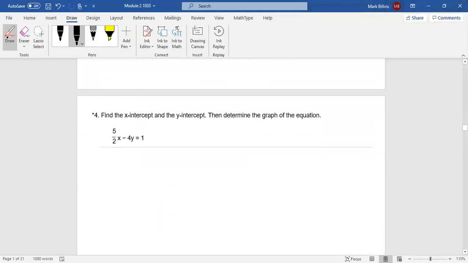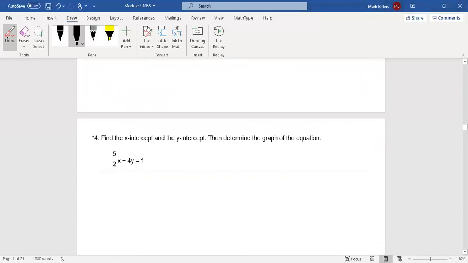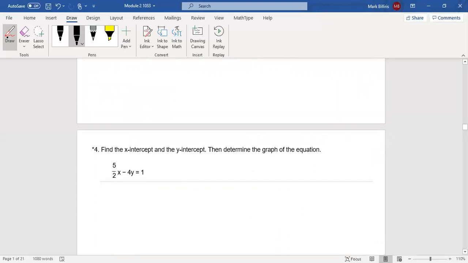Next example, again, we're going to find the x and y intercept and then graph. So the first thing I'm going to do is find my x-intercept. To find the x-intercept, I'm going to substitute 0 in for y. So this gives me 5/2 x minus 4 times 0 equals 1. We know 4 times 0 is 0. So this leaves us 5/2 x equals 1.